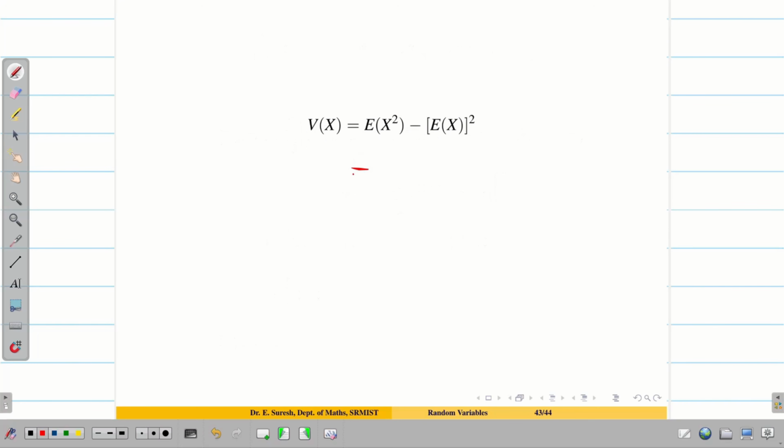Next, we have to find the variance. E of x square is 12. E of x is 3. So E of x whole square is 9. So 12 minus 9 is 3. Therefore, variance of x is also 3.